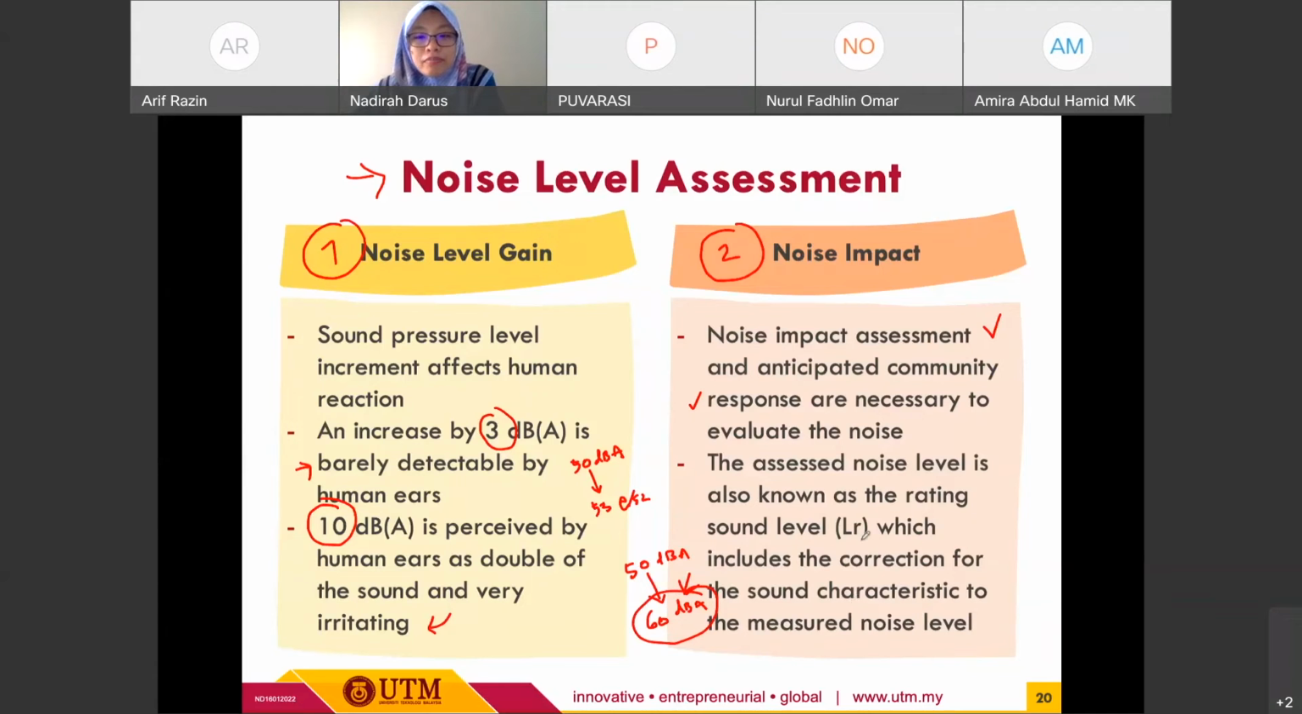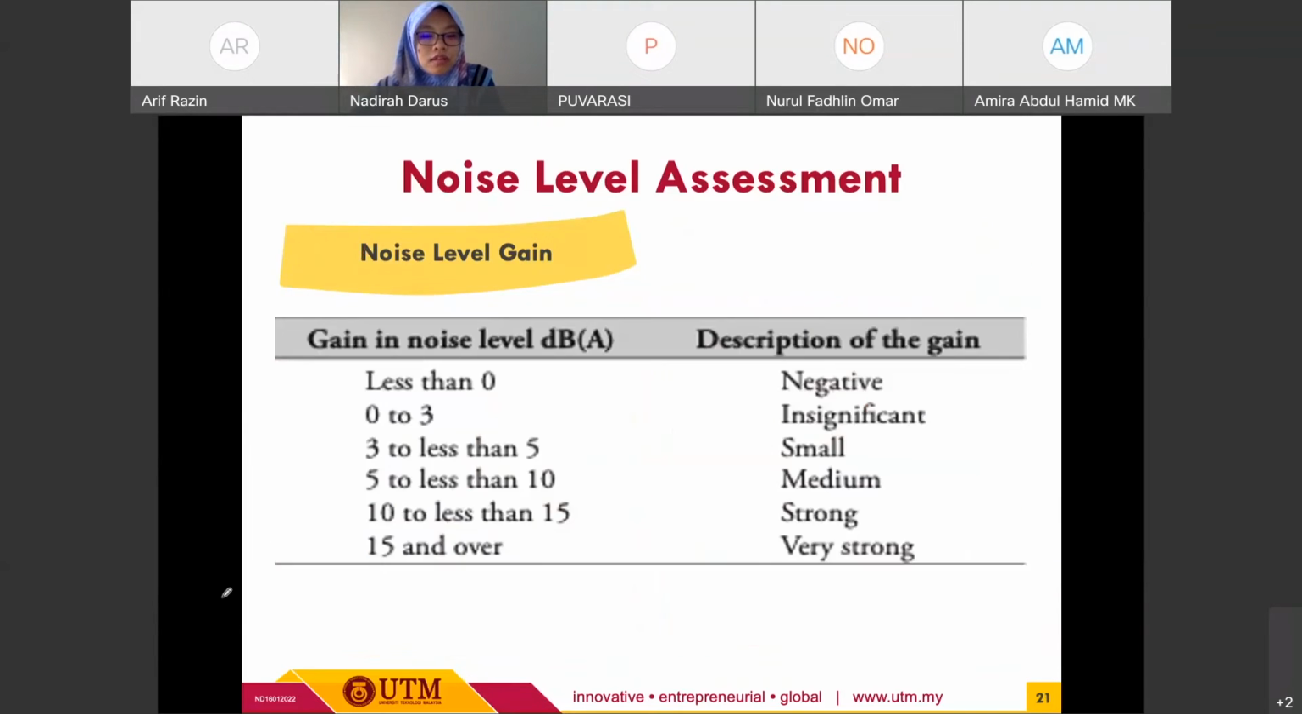Okay, so the assessed noise level is known as rating sound level. So we just simply call it LR. So based on this rating, kita akan tahu the impact of the noise assessment, which includes the correction for the sound characteristic to the measured noise level. So nanti saya akan share berkenaan rating sound level LR. Okay. The next one we have, ini yang saya cakap, example of noise level gain.